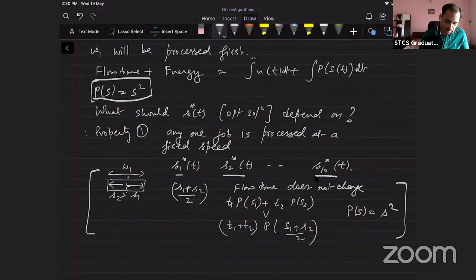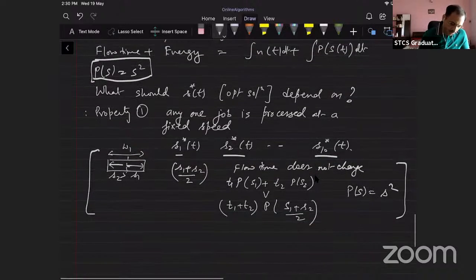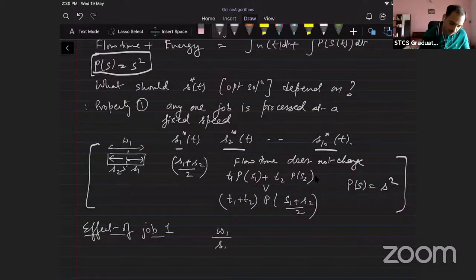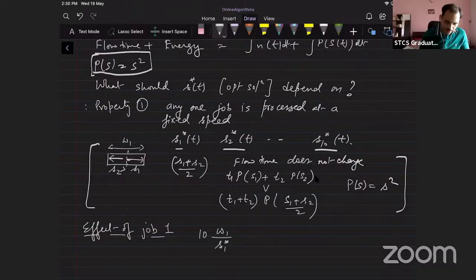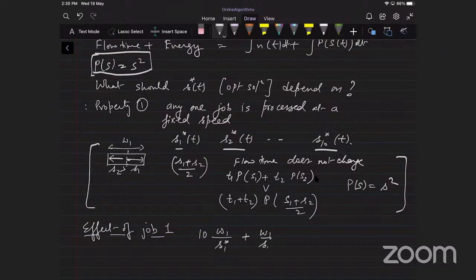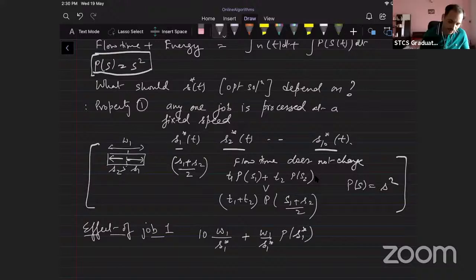Now the question is, what should S1 star T depend on? So let's look at the effect of job 1 on flow time plus energy. So W1 by S1 star, let's just call it S1 star. What is this quantity? It is the flow time of job 1. But because of this, how many other jobs are getting stopped? Nine of them. And so 10 times this is actually the flow time contribution because of this job. Correct? Plus, how much is the energy cost? S square into W1 by S. So this is the energy cost for job 1.